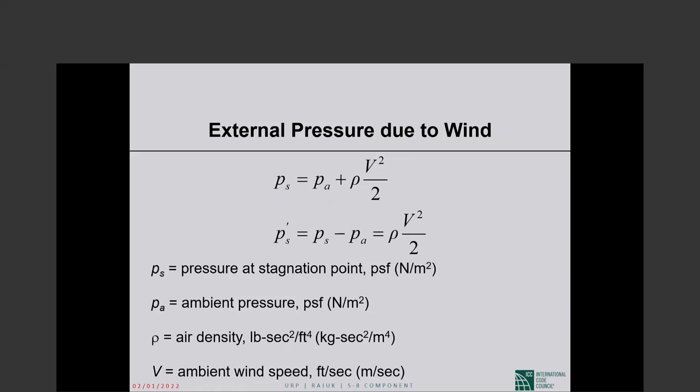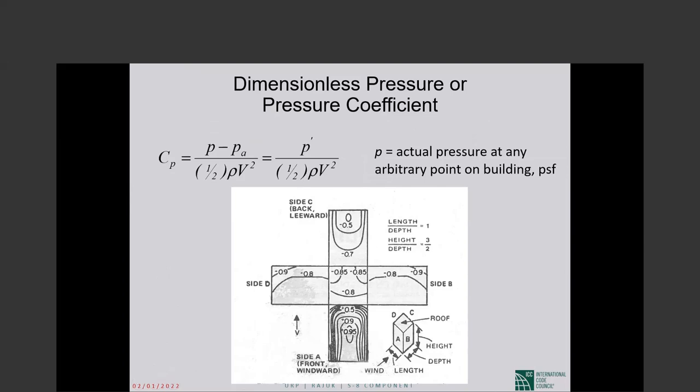Okay, the pressure above ambient, which is P sub S prime on this slide, is then rho v squared over 2. The pressure coefficient C sub P that we are talking about is pressure above ambient P prime divided by half rho v squared. So when we say pressure coefficient, that's what we mean.